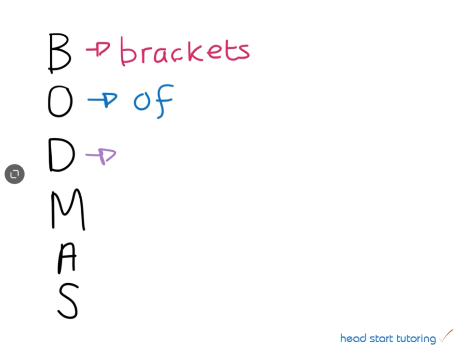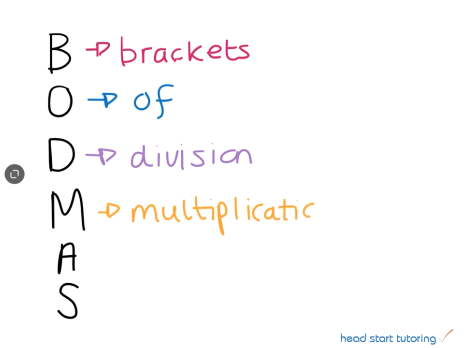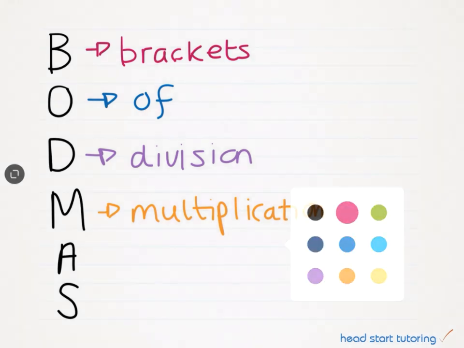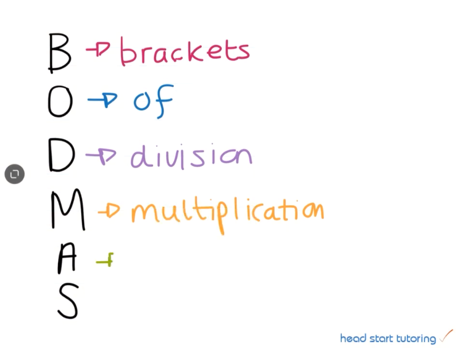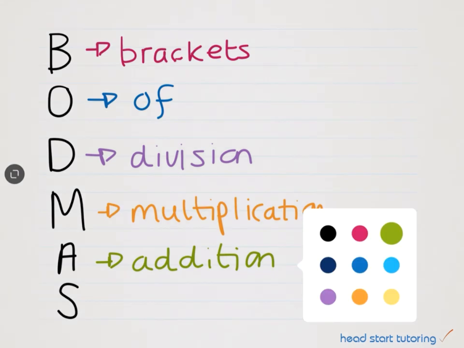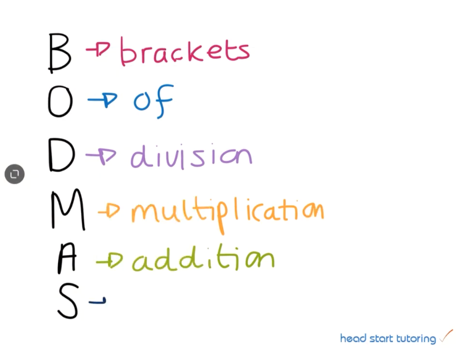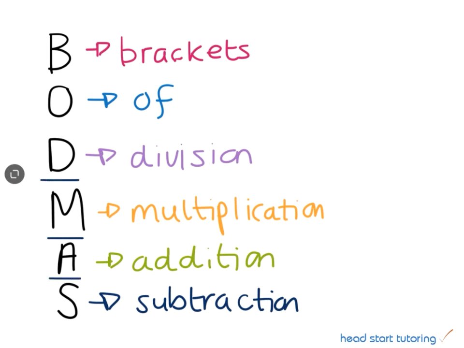The D represents division. The M represents multiplication. The A stands for addition. And the S stands for subtraction. So we've got our 4 operations: division, multiplication, addition, and subtraction. And then we've got of and brackets.